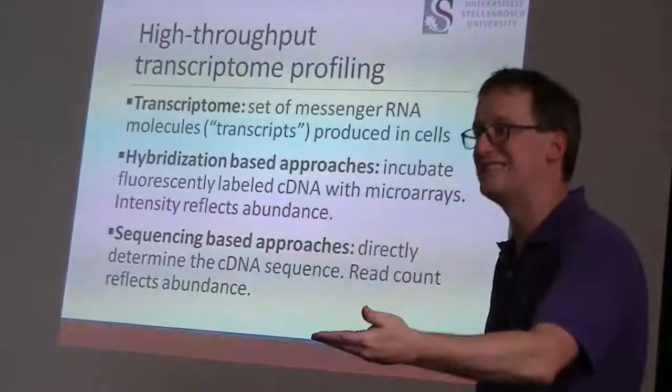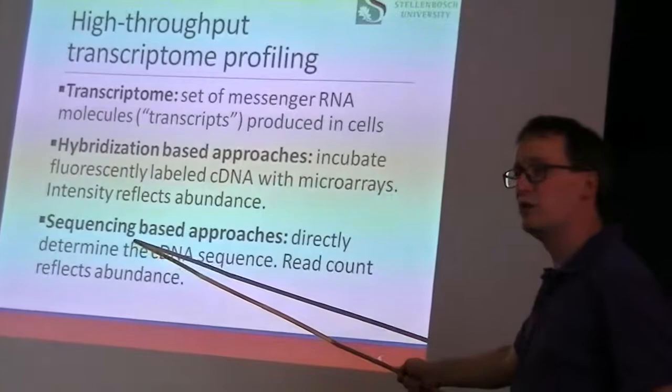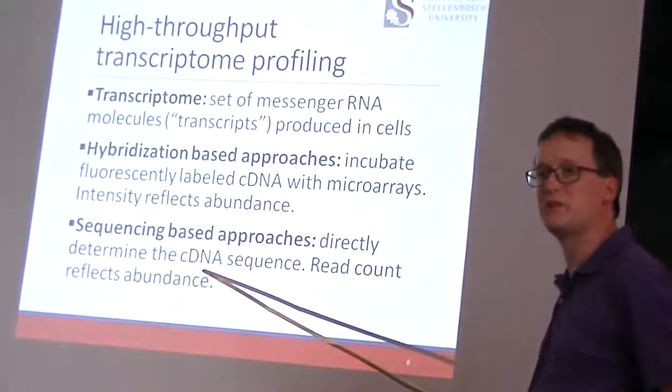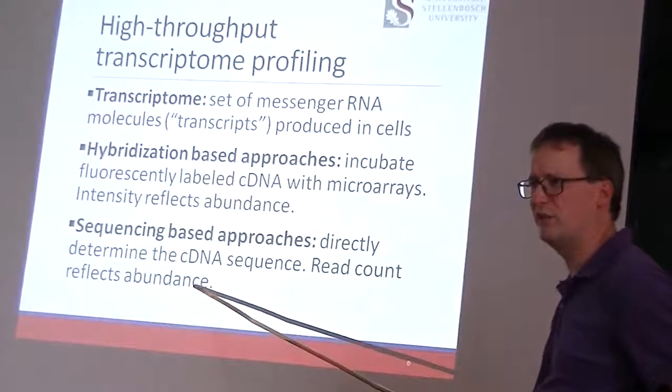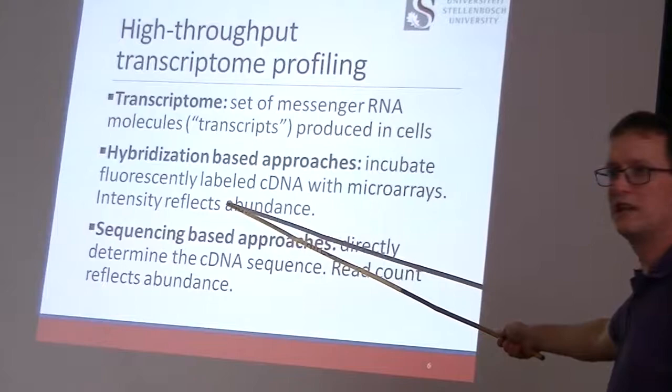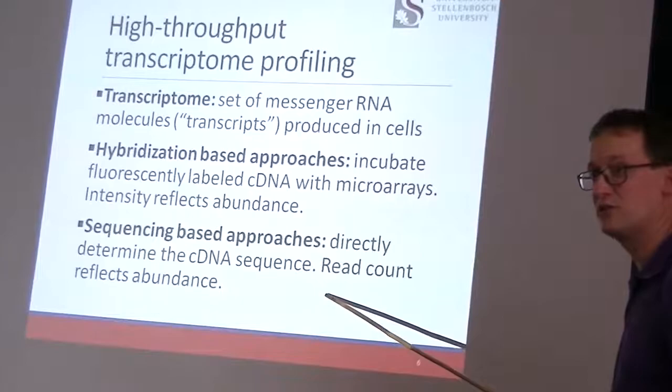Likewise, in sequencing-based approaches, we're not going to be doing this hybridization thing. Instead, we're going to be building complementary sequences via a sequencer, again from cDNA. We're going to have a little bit more to say about that in a minute. So instead of having an intensity to give us an abundance value for a transcript, we're going to have a read count to work from, a count of how many reads hit this particular messenger RNA.